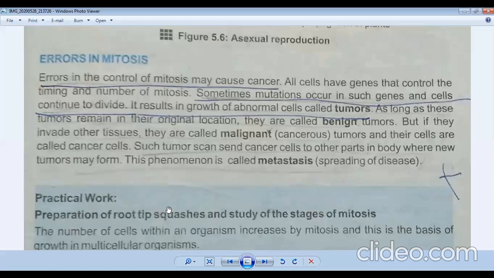Now, till now, your mitosis is completed. I hope you understand it. If you have any issue, if you can't understand it, you can ask.